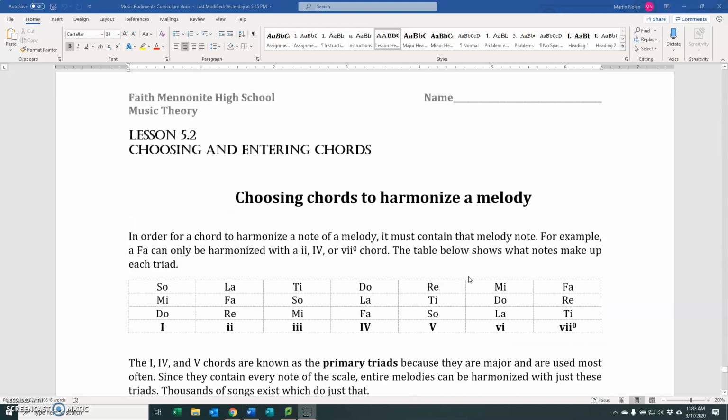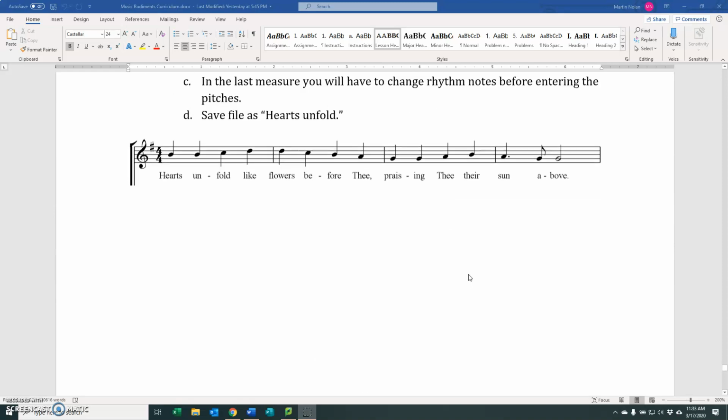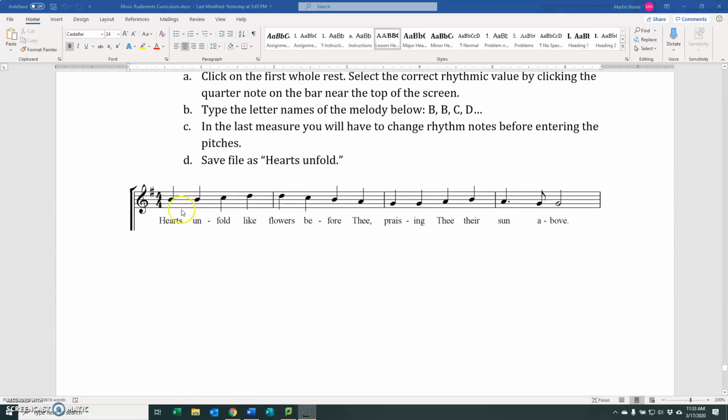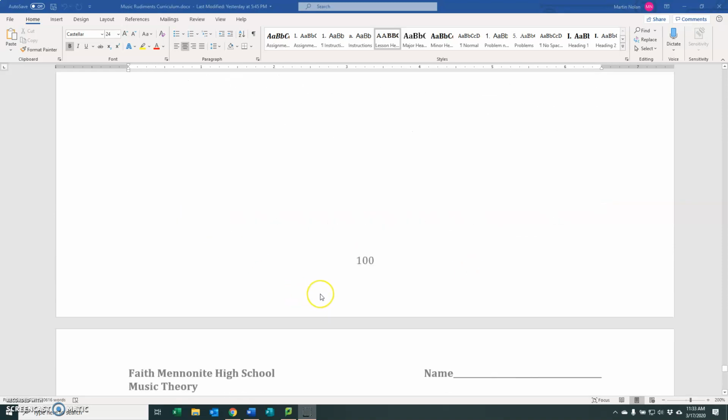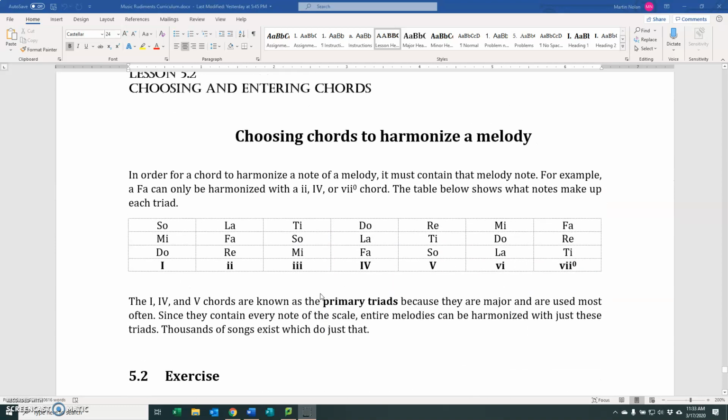Now the first note of the melody we will be harmonizing from page 100 is a mi. And so a mi can be harmonized with a 1 chord, a 6 chord, or a 3 chord. However, we're just using 1, 4, and 5 chords, so that eliminates the 3 and the 6 chord. So you'll have to start with a 1 chord on this melody.